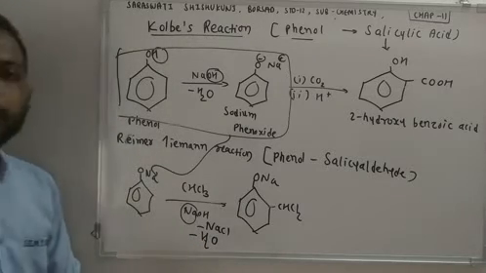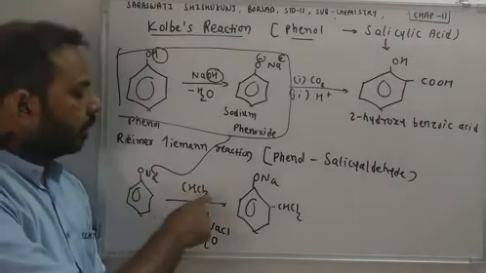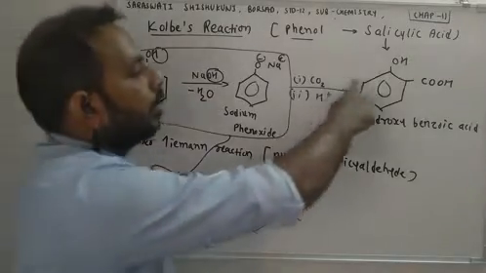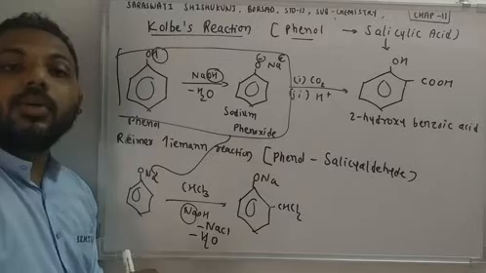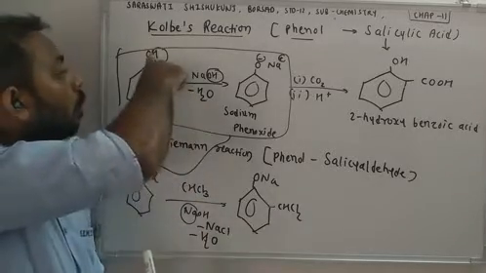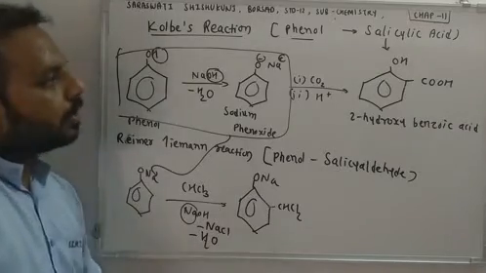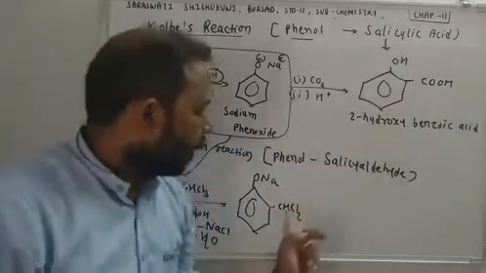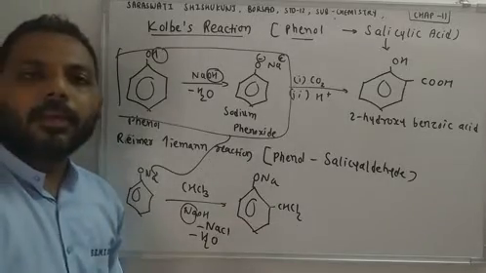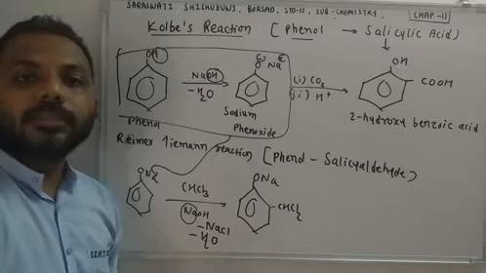Now you can ask the question, sir, why is a particular substance like CHCl2 or COOH added at only the ortho position? We also know that the OH group is ortho-para directing, right? So obviously we should get ortho and para, two different products, but we are getting only ortho products. So what is the reason?